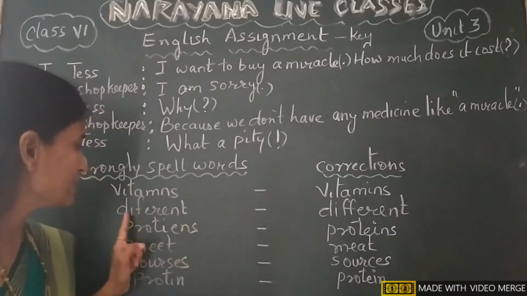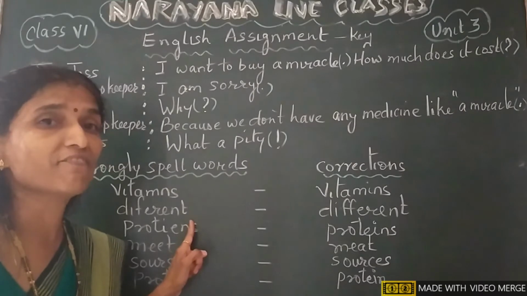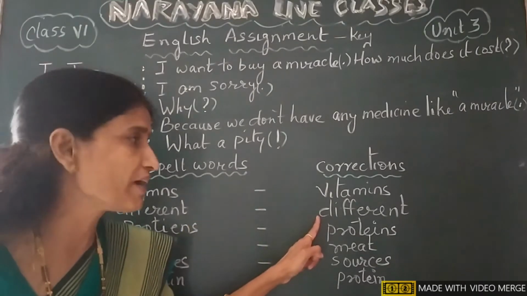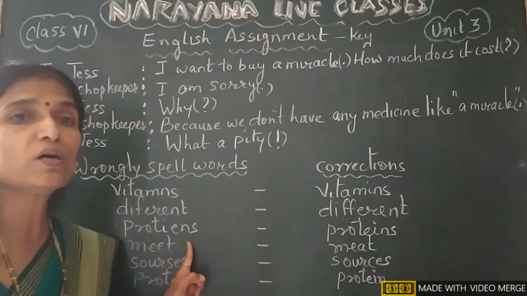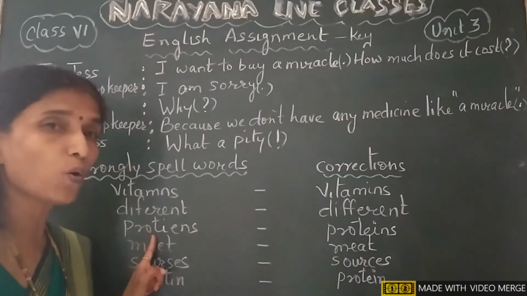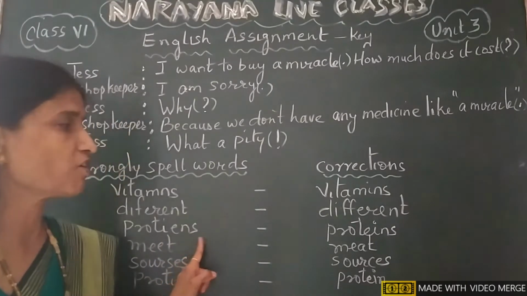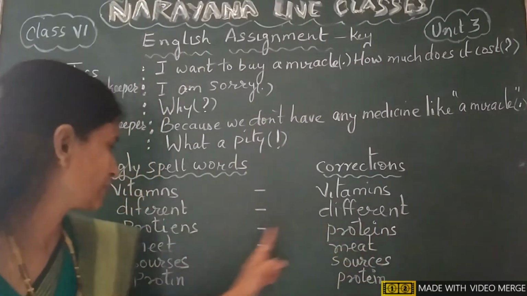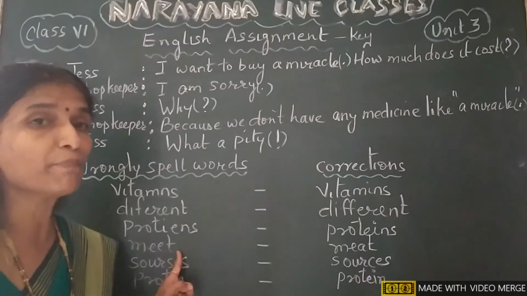It is spelled as... different, whereas we have a double F in the word different. So we write it as different. The third wrong word is proteins. It is spelled as... proteins, whereas the right spelling of proteins is... proteins. Then the next word that is wrongly spelled is meat.